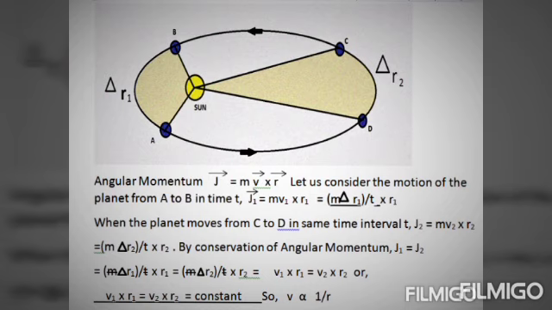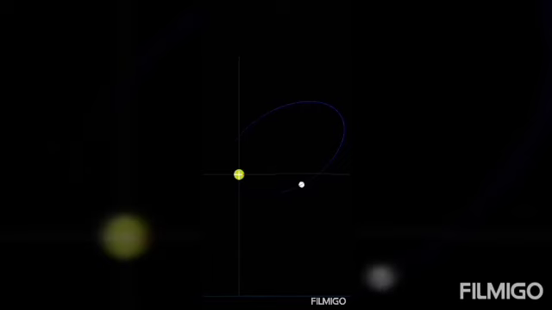So we are just proving that v is inversely proportional to r. From the equation we can conclude that to keep the value of velocity times distance from the Sun constant, whenever r decreases, v increases, and vice versa. This means that when any planet comes closer to the Sun, its velocity increases, and when it goes away from the Sun, its velocity decreases.